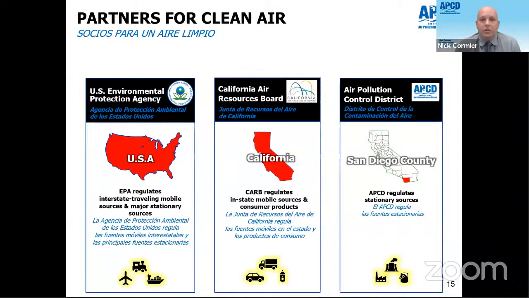The Air Pollution Control District, or APCD, has primary responsibility for regulating stationary sources in the region. These include large industrial facilities, including power plants and landfills, but also smaller commercial establishments such as gas stations and dry cleaners, to name a few.